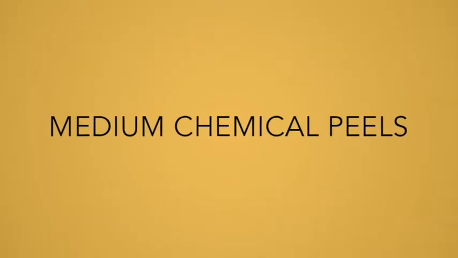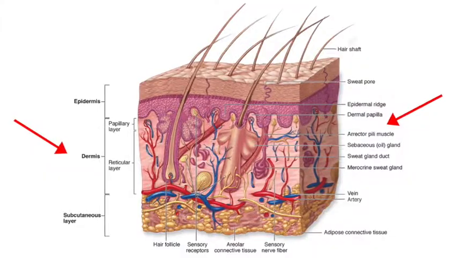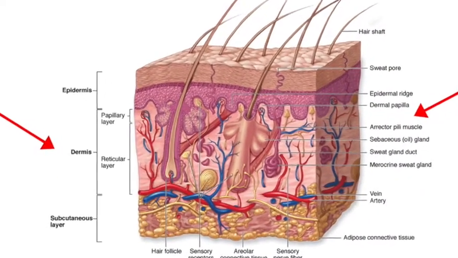A medium depth peel, of which there are several types, goes into the dermis. The dermis is that second layer of the skin. Depending on where the problem originates within the skin, so goes the peel. There are medium peels that only go into the upper dermis, and then there are medium peels that go into the middle part of the dermis. So there's many different types of medium peels.